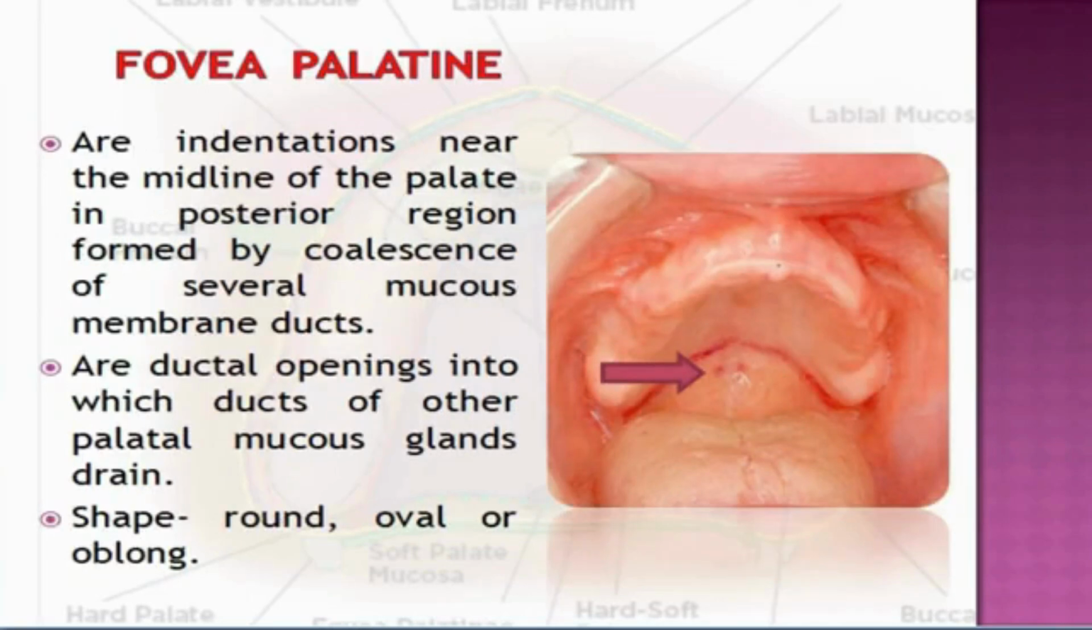Fovea palatine. Fovea palatinae are indentations near the midline of the palate in the posterior region formed by the coalescence of several mucous membrane ducts. These are ductal openings into which the ducts of other palatal mucous glands drain. They are very prominent in some individuals, whereas in others they are barely visible or may be absent. The shape of these may be round, oval or oblong.